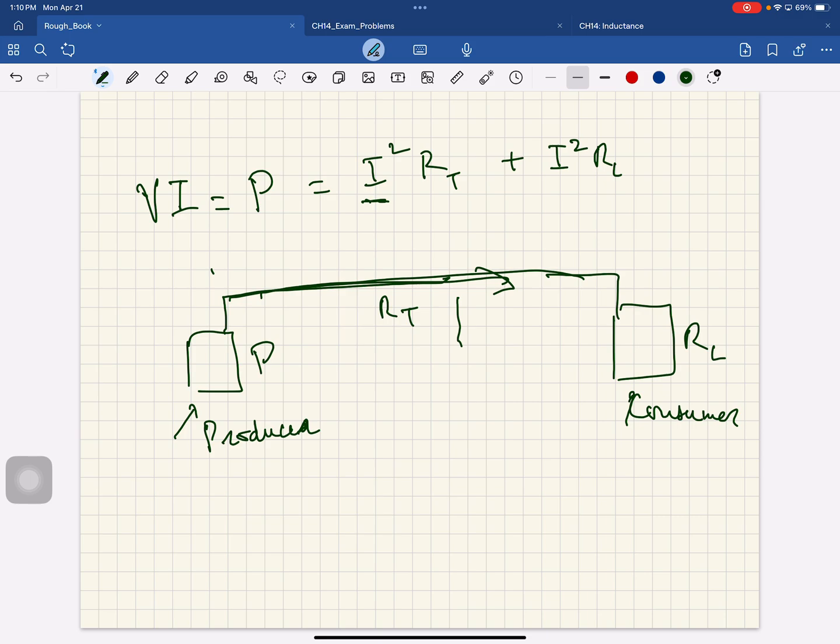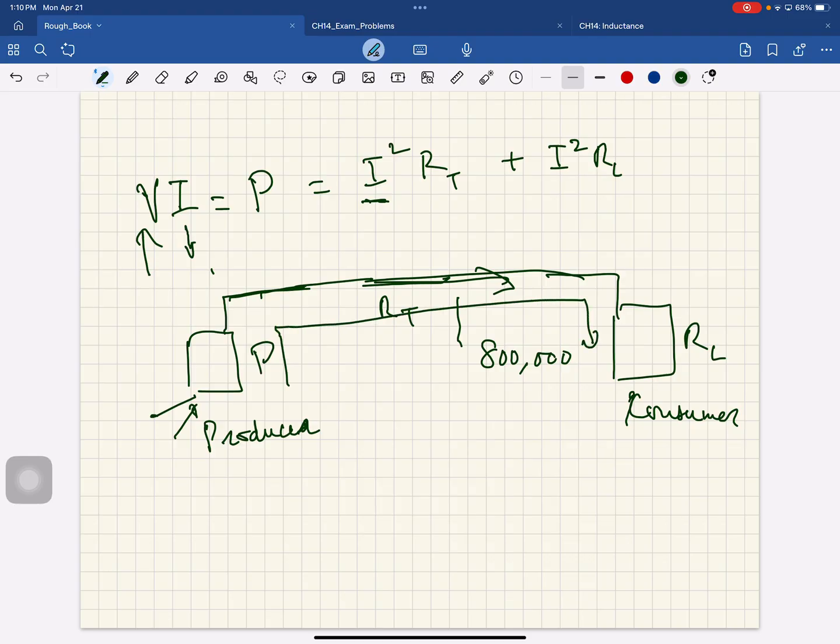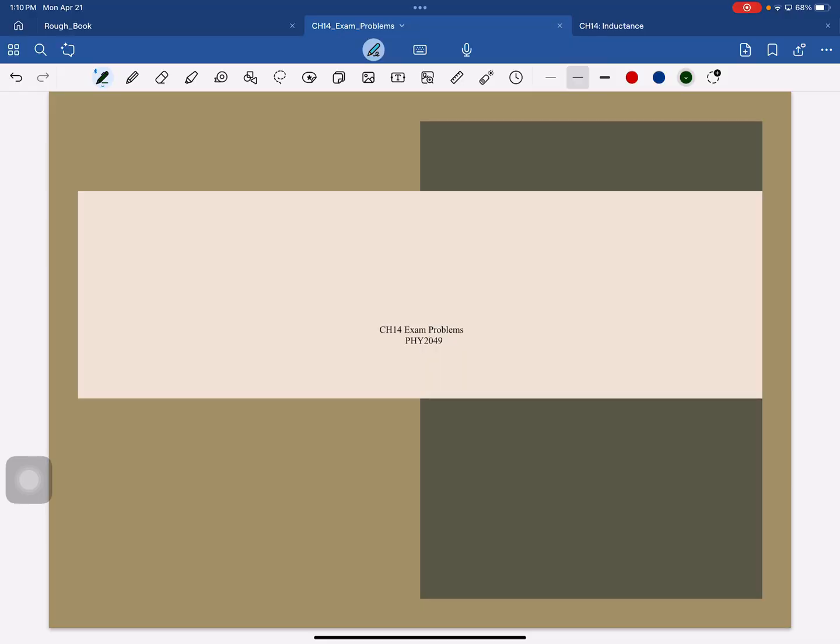But VI is the power transmission. That's the power. So you want to transmit power at low current, and so you have to transmit at a very high voltage. You produce power at Hoover Dam, and then you transmit power at 800,000 volts. So you have to step up voltages and then step down voltages, and that's what the transformers do.